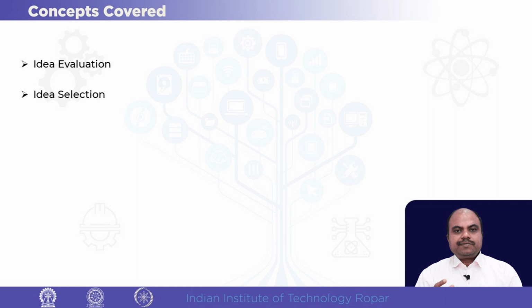Once the product design specification is done, we have generated lots of ideas. Methods we have used include brainstorming, switchboard diagram, and other methods to analyze the problem, and then we have found a lot of solutions for this. And these solutions, once we have them, we need to evaluate.